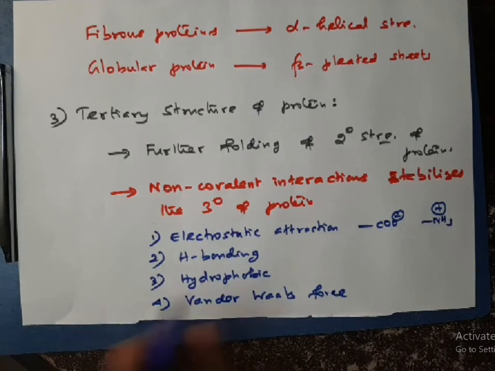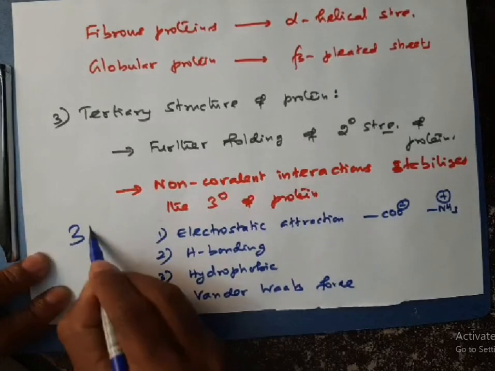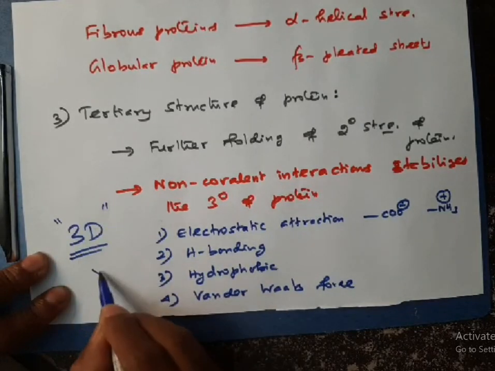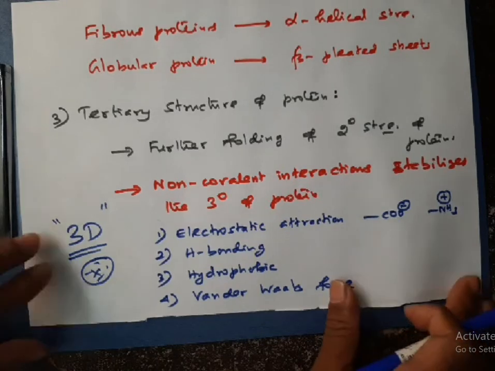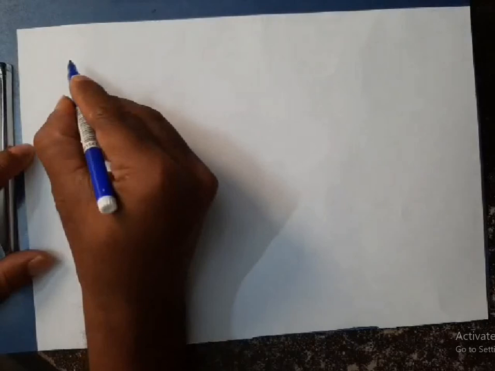Tertiary structure of protein will give you the three-dimensional structure for a protein. And remember, the three-dimensional structure is responsible for the function. Then what about the quaternary structure? I'll just give this information because it's not that important. It's important, but then we'll go for quaternary structure.